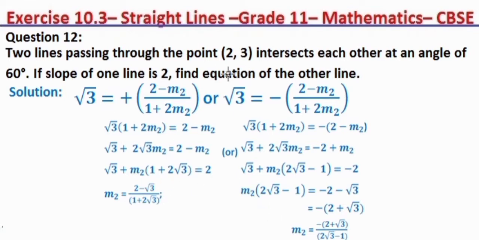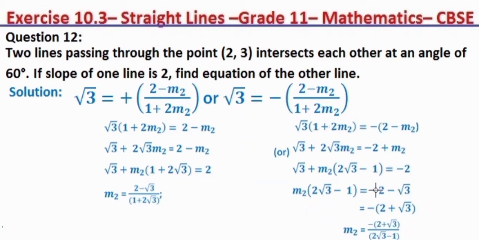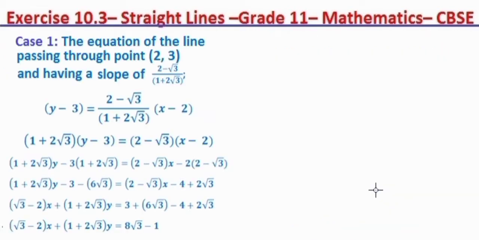Here we need to find the equation of the line. If the m2 value is (2 minus root 3) by (1 plus 2 root 3), you will get one equation. If the m2 value is minus (2 plus root 3) by (2 root 3 minus 1), we will get another equation. So we will get two kinds of equation, so the answer can be either this. If the slope is (2 minus root 3) by (1 plus 2 root 3), then using the same point 2 comma 3, by using y minus y1 equal to (y2 minus y1) by (x2 minus x1) times (x minus x2).